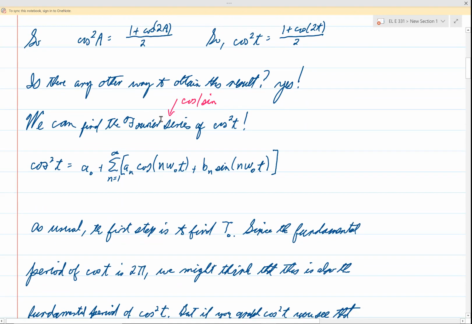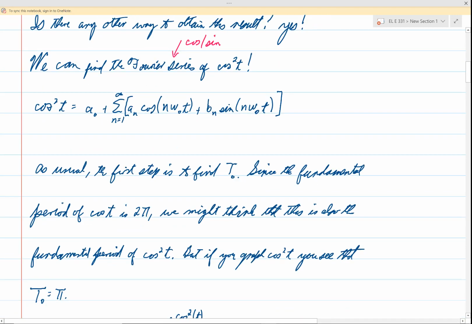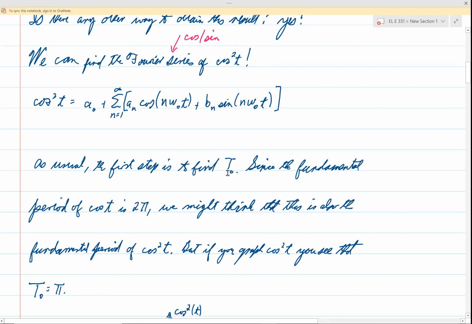Okay, so as usual then, we will say that cosine squared t is equal to a naught plus the summation n equals 1 to infinity of a n cosine n omega naught t plus b n sine n omega naught t. Now, as usual, the first step is to find T naught, the fundamental period. The fundamental period of the cosine of t to the first power, of course, is 2 pi. And so because of that, you might be led to believe that the fundamental period of cosine squared t is also 2 pi.